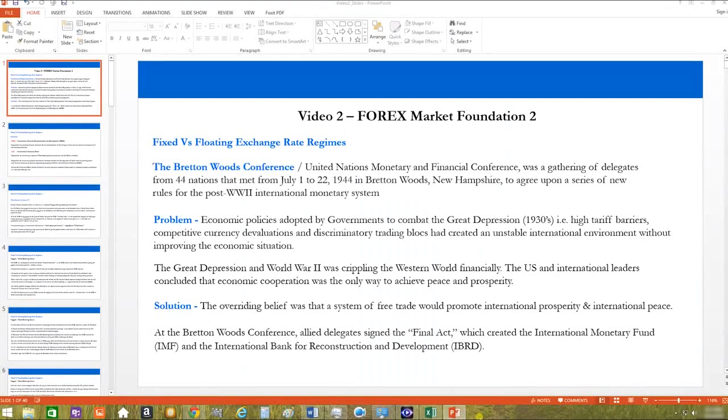Okay, so welcome back to the computer screen. What we're going to look at now is specifically fixed and floating exchange rate regimes. Now, the reason why we're doing this is really twofold. Firstly, you'll recall that in video number one, we specifically looked at the opportunity set, as in the set of opportunities that this asset class, the Forex markets, present to us as traders.